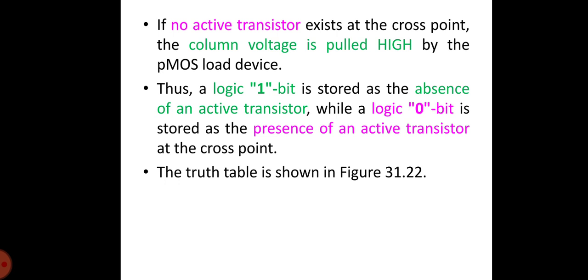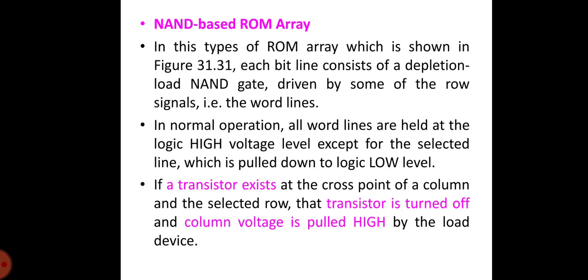Thus, a logic 1 bit is stored as the absence of the active transistor, while a logic 0 bit is stored as the presence of the active transistor at the cross point. In these types of ROM array, NAND based ROM arrays, each bit line consists of a depletion load NAND gate driven by some of the row signals, that is the word signals. In normal operation, all word lines are held at the logic high level except for the selected line, which is pulled down to logic low level.